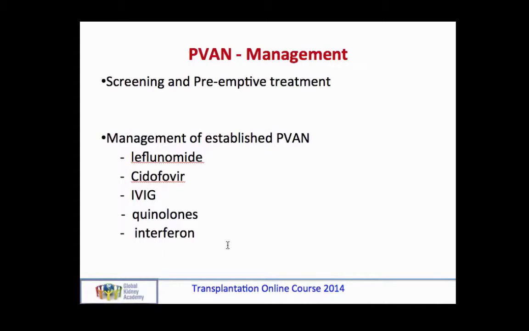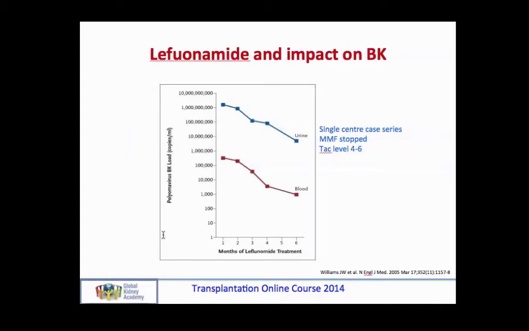What can you do other than reducing immunosuppression? Are there any other drugs that you can use? Well, all these have been tried: leflunomide, cidofovir, IVIG, quinolones, interferon, all based on very small case series reports and small observational data. So I'll show you some of that data now.